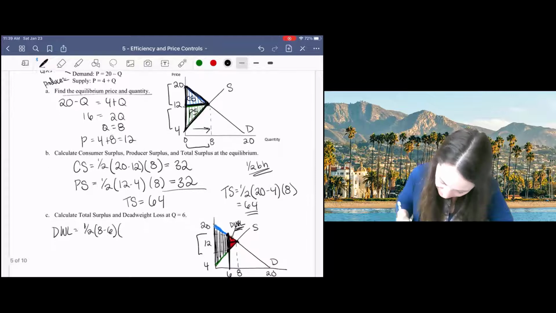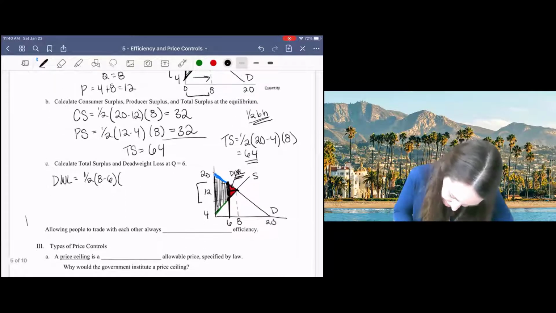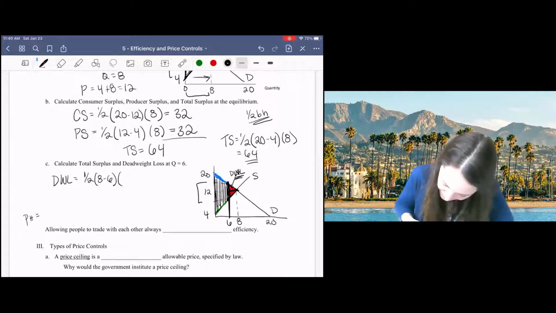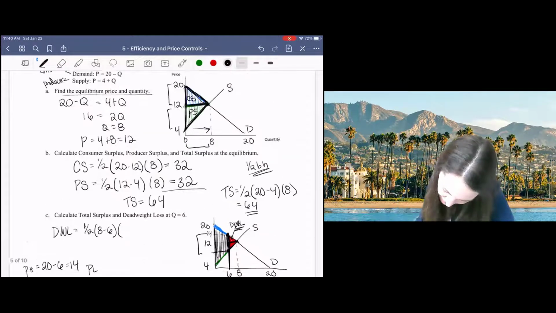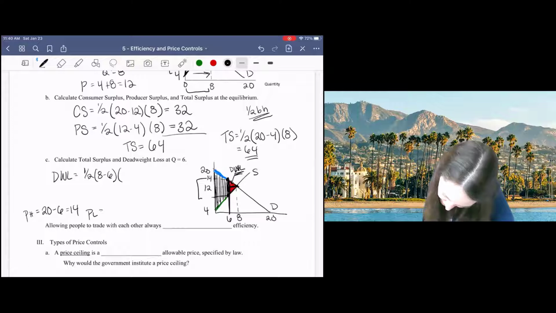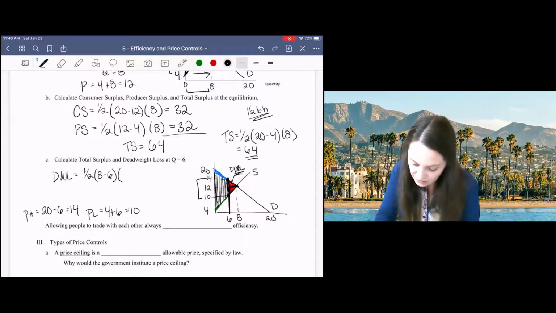So it looks like demand is 20 minus Q, right? So that price on top there, I'm going to call it PH for P high. It's going to be 20 minus our quantity of 6, which is 14. And the low price here is going to be our supply equation, 4 plus Q, plus 6, which is going to give us 10, right? So we can see the marginal benefit to consumers here at the end is 14. The marginal cost to producers is 10.